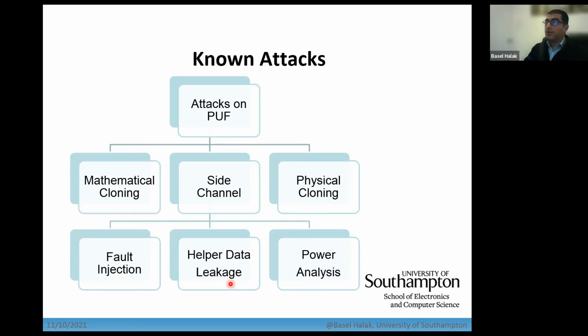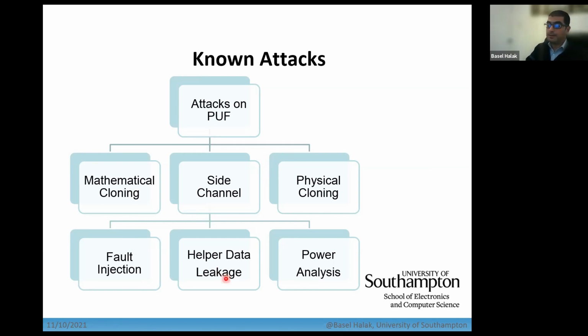Now, what are the attacks that we know about? One of the major attacks is mathematical cloning. That applies typically to strong PUFs, or PUFs that have many challenge-response pairs. If you are able to collect a large number of challenges and responses and feed them into a machine learning algorithm, you can build a mathematical model of the PUF with high accuracy. And that's problematic. We also have side channel attacks. Side channel attacks can use code injection and power analysis, and maybe combine that with mathematical cloning to improve efficiency. We have helper data leakage.